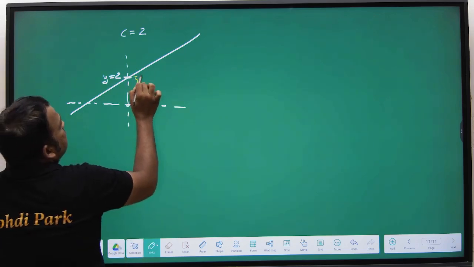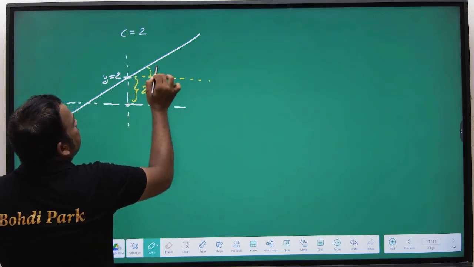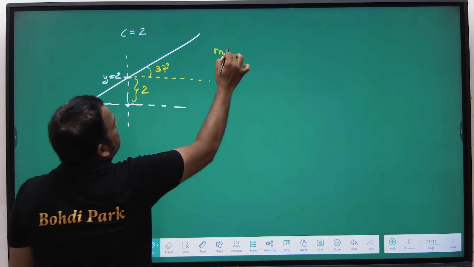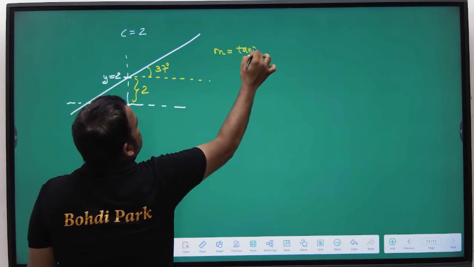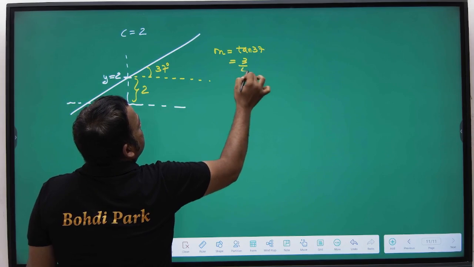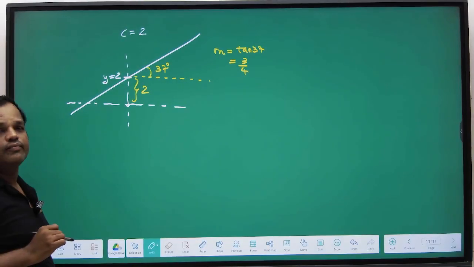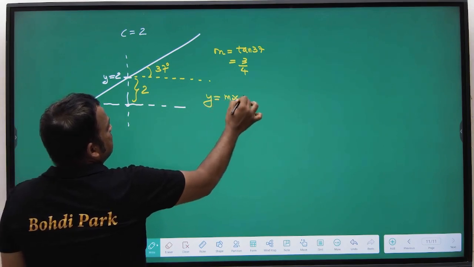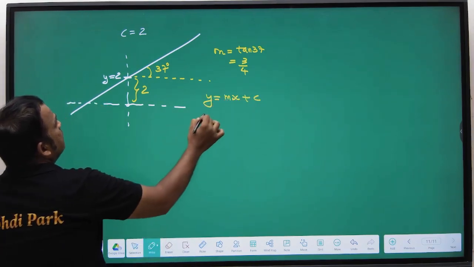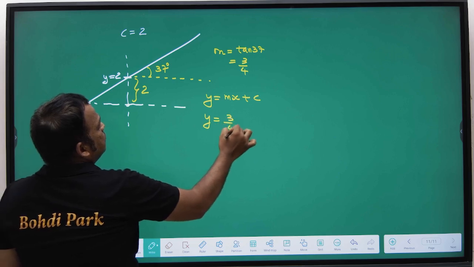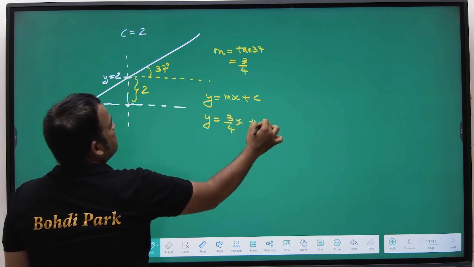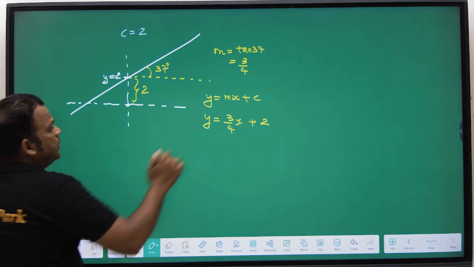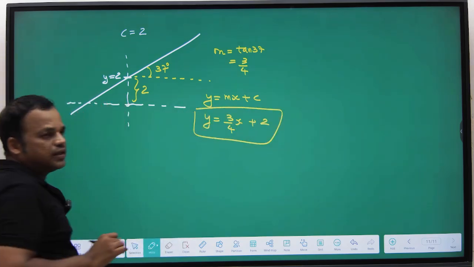Suppose the angle made with the x-axis is say 37 degrees. So we can say the slope is equal to tan 37, which is equal to 3 by 4. Slope is equal to 3 by 4. So the equation of a straight line is y is equal to mx plus c, so y is equal to 3 by 4 x plus c, which is 2. So this is our straight line and the equation of the straight line.